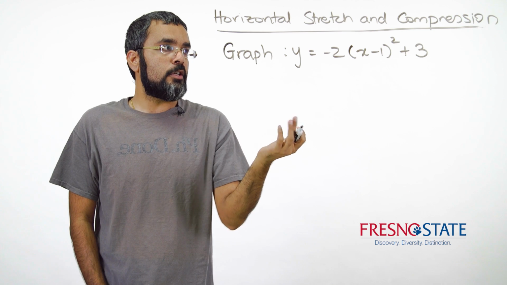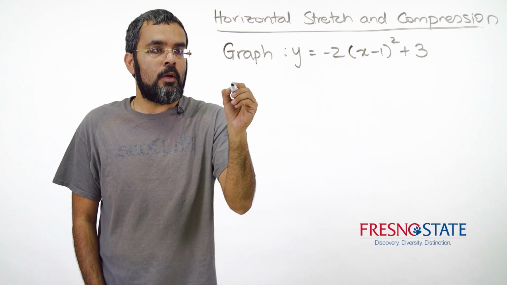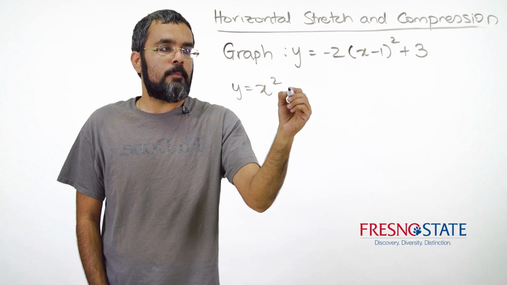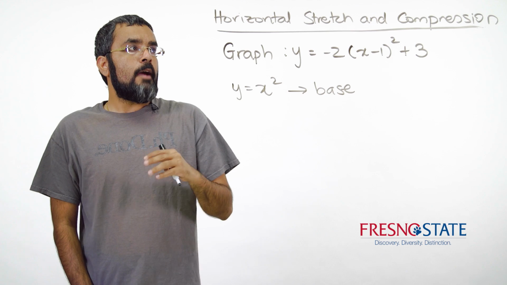So what is our base function here? My base function is x squared, right? So I'm going to look at my base function. I'm going to start with y equals x squared. That's my base function. Now I have a lot of transformations.